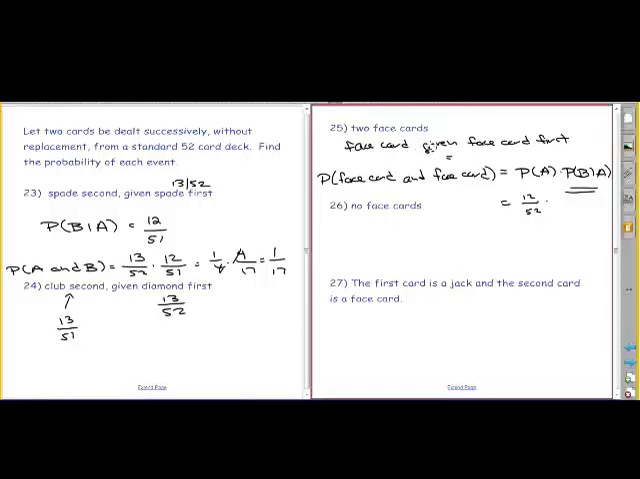Now we have to answer the second card question. Adriana, if you've chosen a face card, how many face cards are left in the deck? 11. So that's going to be the numerator. And how many cards are left in the deck? 51. Yeah. So the product of those two gives you the probability of getting 2 face cards.